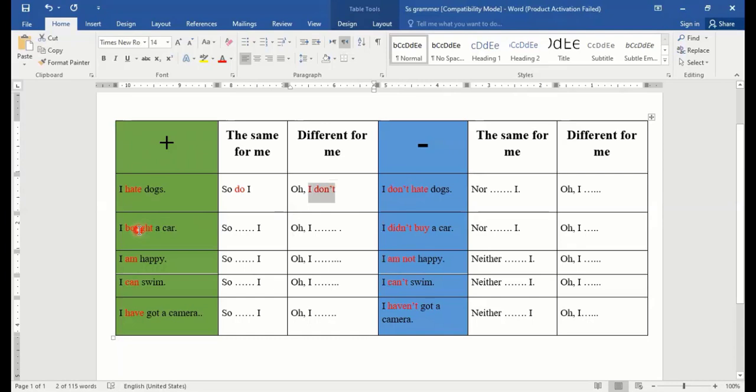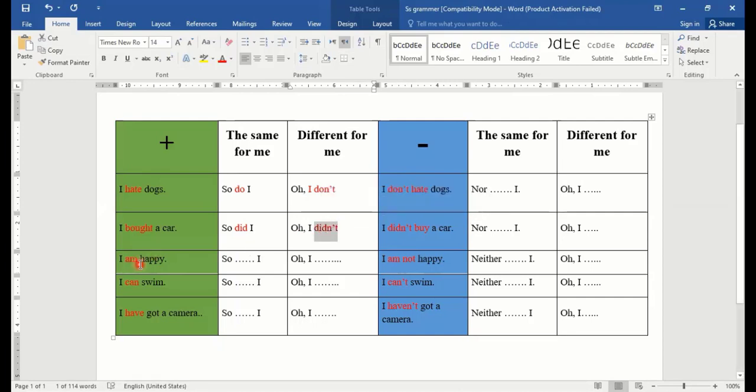Okay. "I bought a car." This is in the past simple. "So did I." And the opposite, different, is "didn't." "Oh, I didn't." Very good.